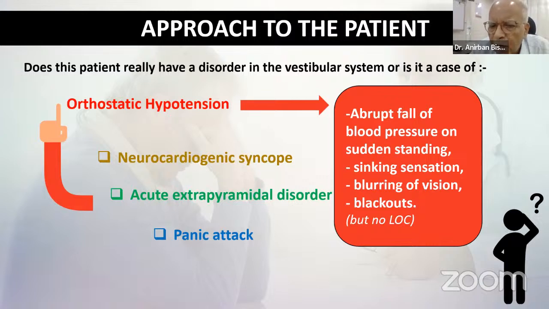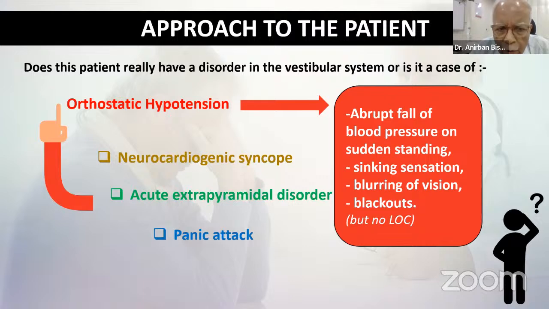Are you having a spinning? Patient will say no. Ask them, are you having a sinking sensation? Are you getting a blurring of vision? Are you getting a blackout? Then you know that it is something but orthostatic hypotension, because a blurring of vision or blackout will never happen in vertigo. Then, if you know that it is orthostatic hypotension, good enough.